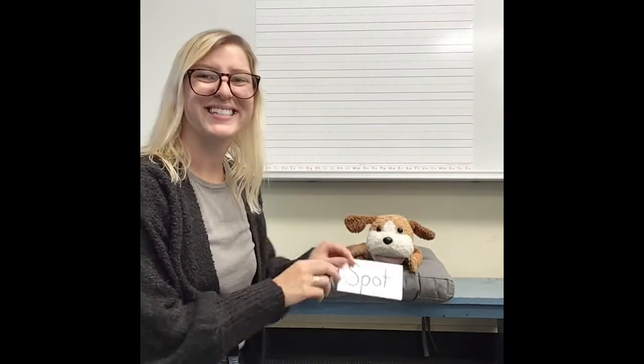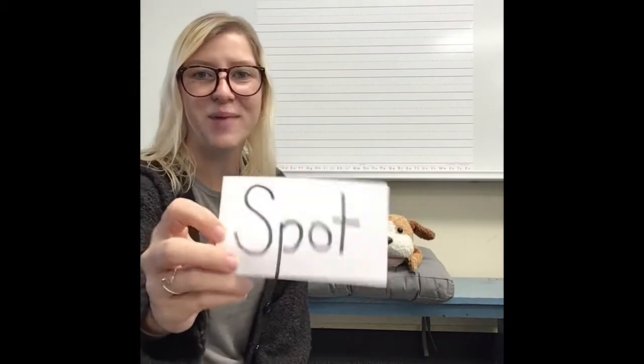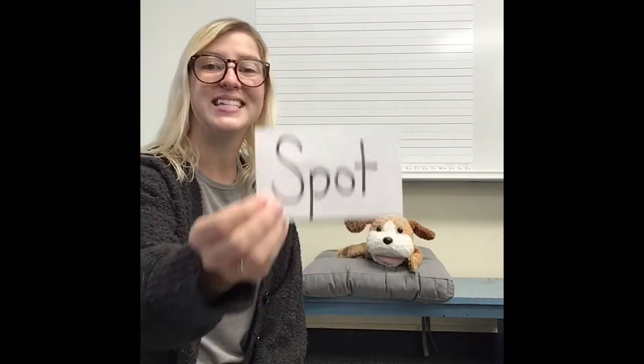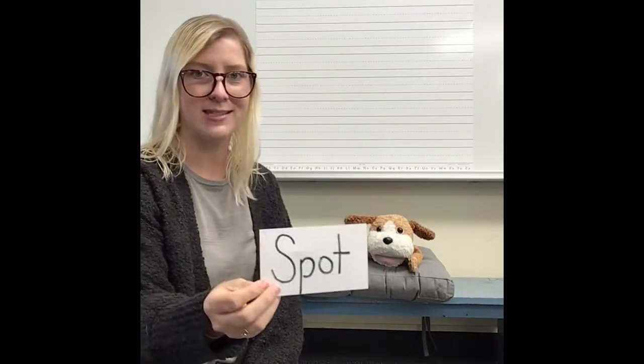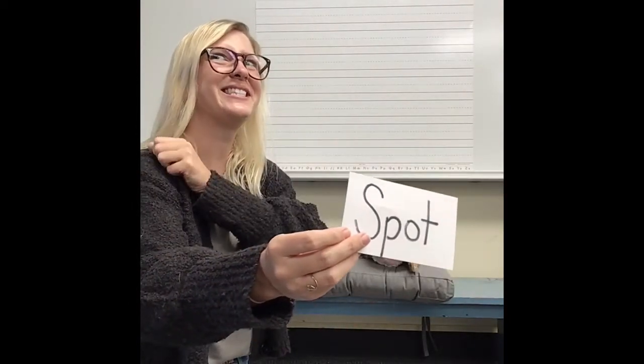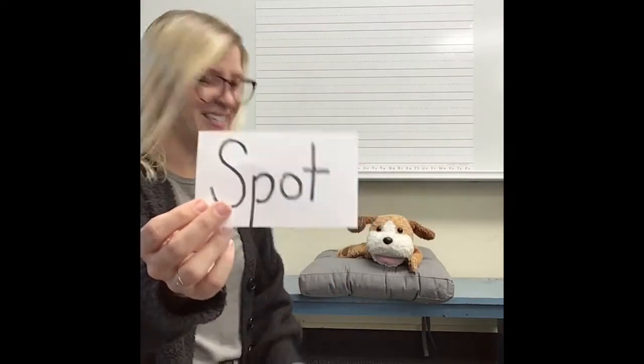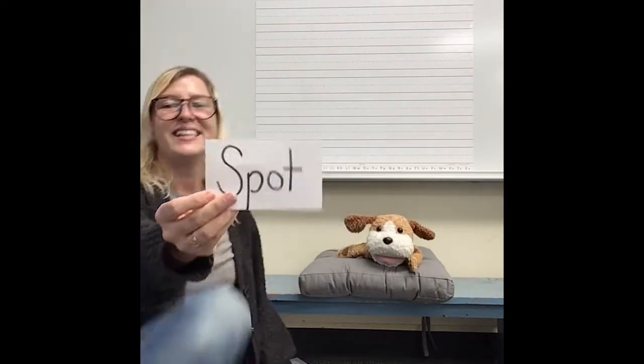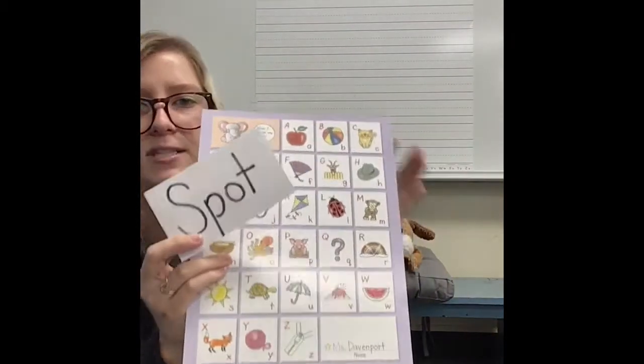This is Spot. Can you see what the first letter in Spot's name is? We know it says s because that's the first sound in Spot's name. Spot, spot. The first sound is s. That's the letter S. Let's look at our alphabet chart and tell Spot what we notice.